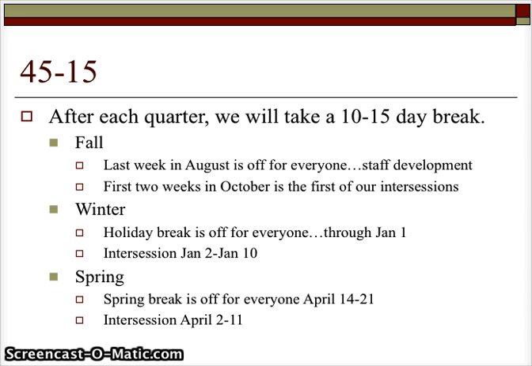The first 2 weeks in October is the first of our intersessions. In the winter, holiday break is off for everyone through January 1st. The intersession for our winter happens January 2nd through January 10th. And in the spring, break is off for everyone, and our intersession occurs from April 2nd to April 11th.